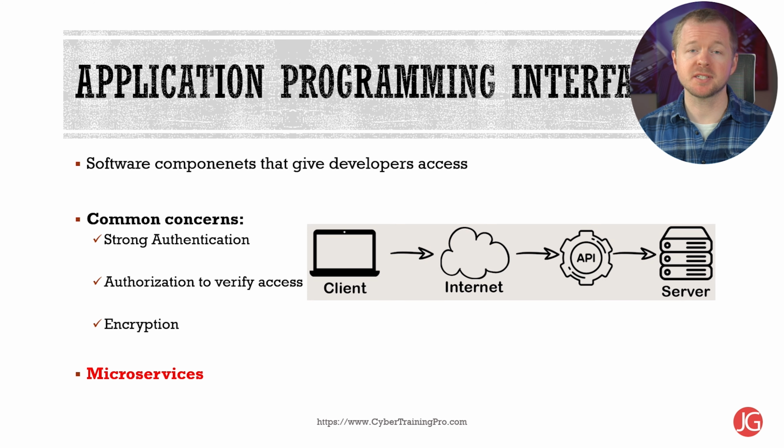Application programming interfaces, or APIs, are software components that give developers access to features or data within another application, a service, or an operating system. A lot of web applications will give some access to their APIs. Some common concerns with APIs include: do they have strong authentication? Also, authorization mechanisms to verify access. What about, does it use transport layer security to encrypt data when transferring traffic over the internet? The reason why these are so important is because APIs are susceptible to attacks and they need to be secured.